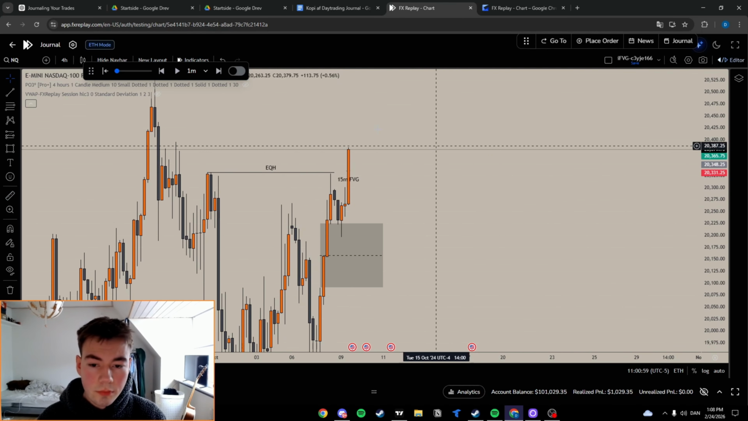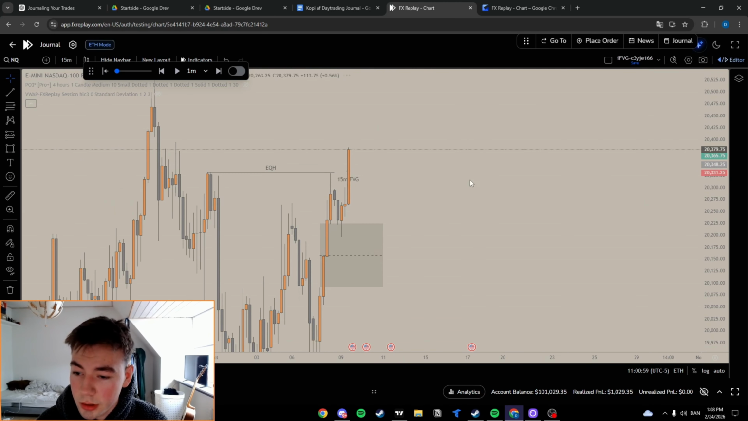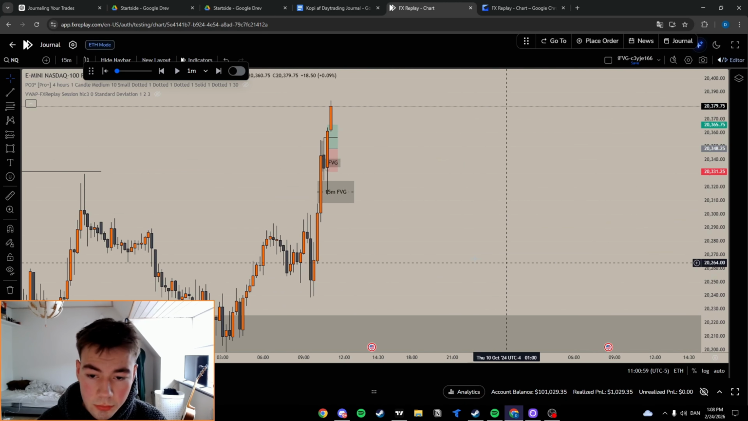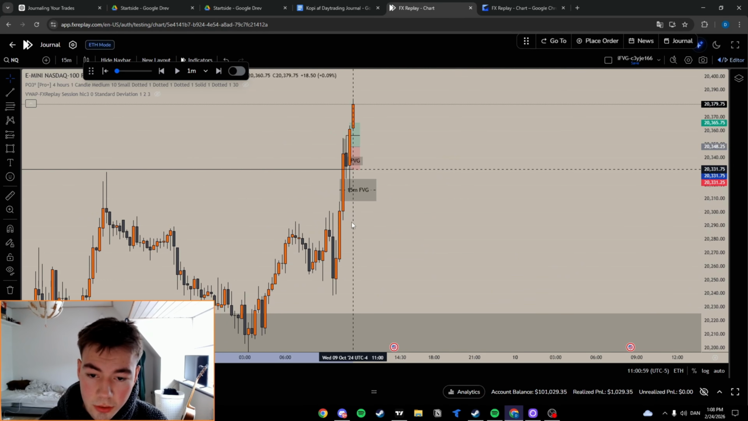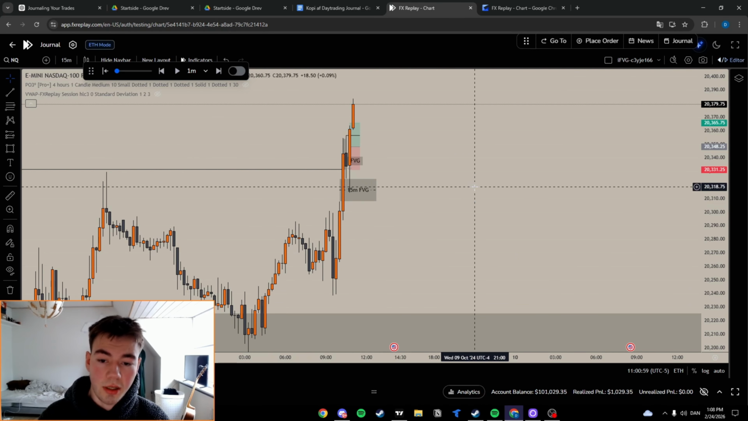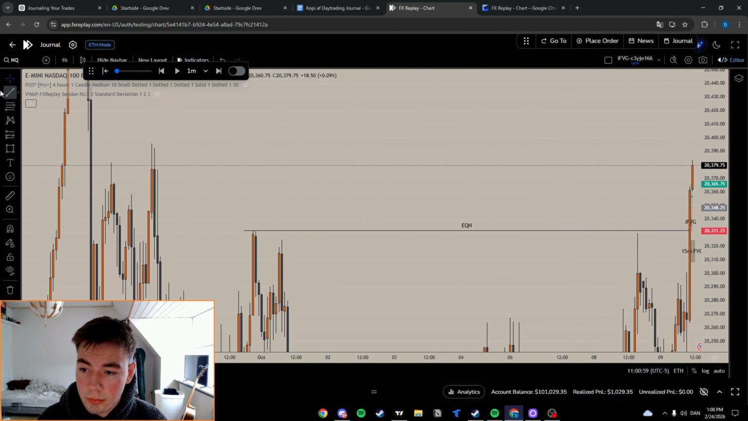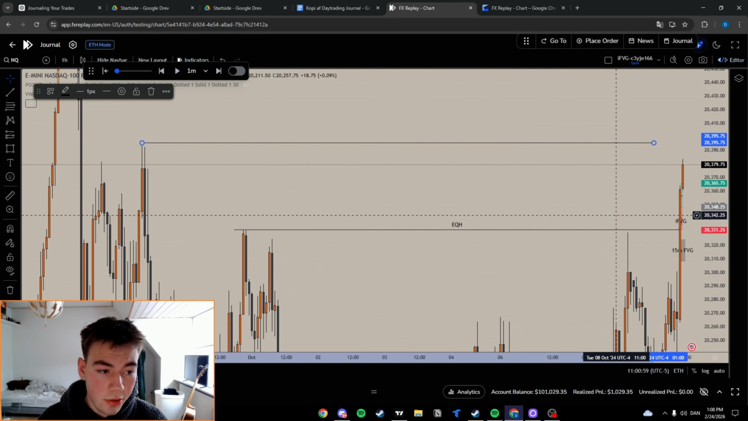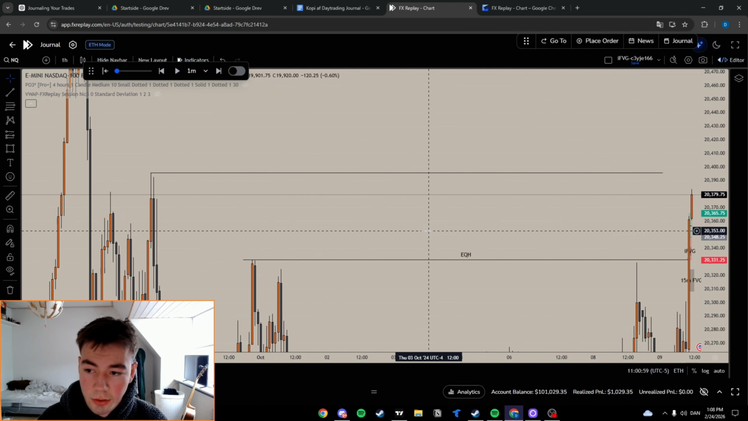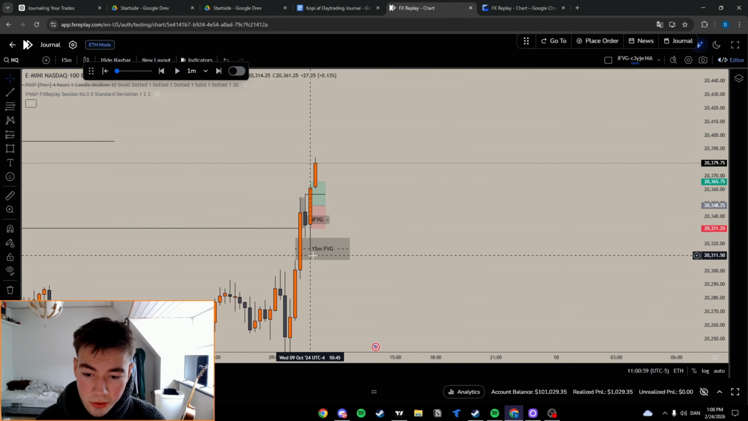Anyways, coming into the market, we are just kind of pumping. So I was looking for a continuation model, even though we swept out our drawn liquidity, because what do we have up here as well? We have this intermediate high and this unfilled gap right here. Anyways, we touch the 15-minute gap.